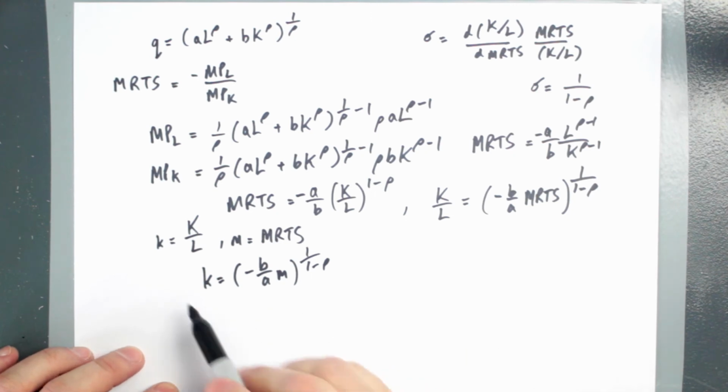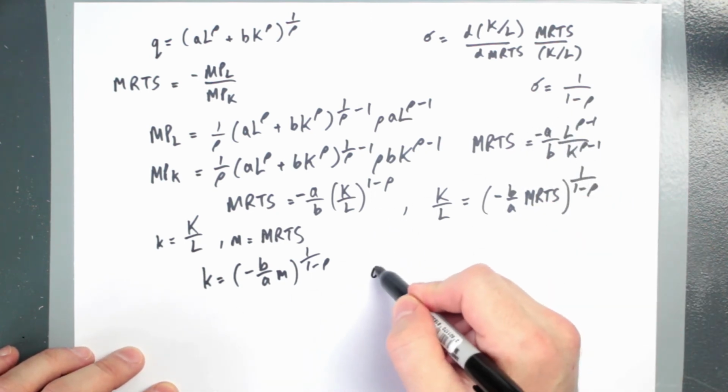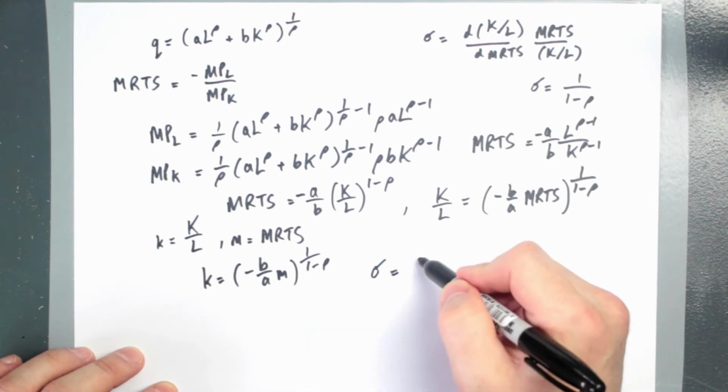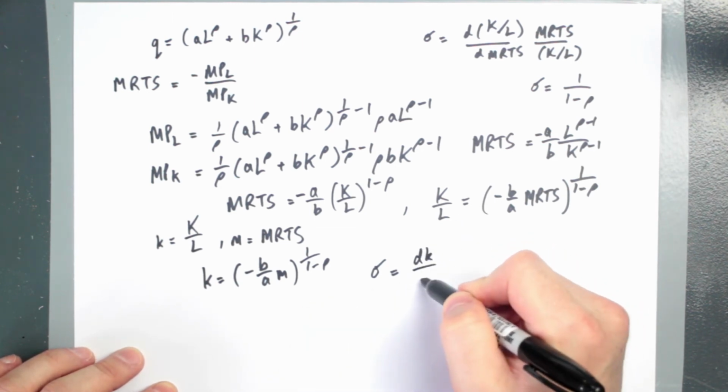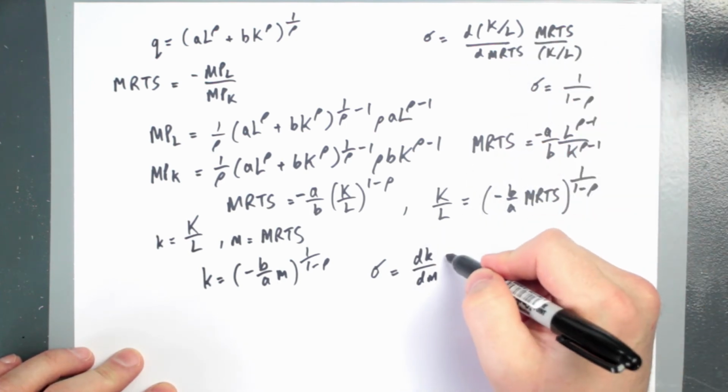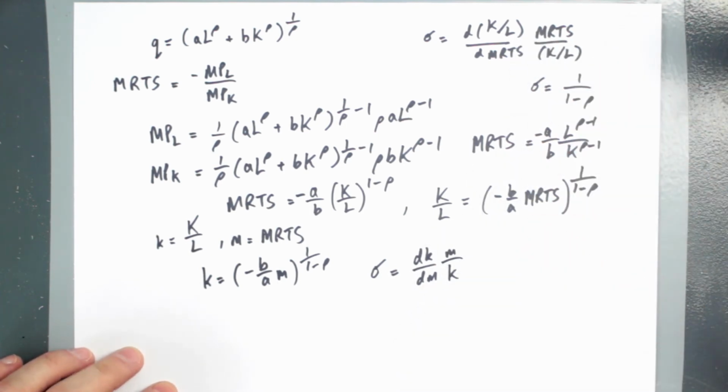Now to calculate sigma, I'm going to use this expression and take the derivative of little k with respect to little m, and then multiply it by little m over little k.